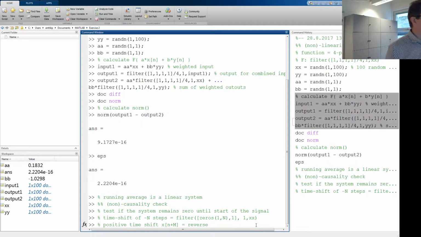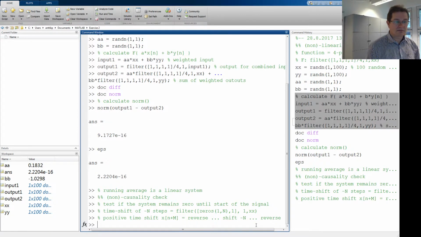I don't remember the name of the function. It might be reverse, but we can take a look at reverse, shift minus n, and then again reverse. That's the easiest way of doing positive time shift. You might actually need that one also on the calculations. But anyway, since we already have that xx, that's just fine.